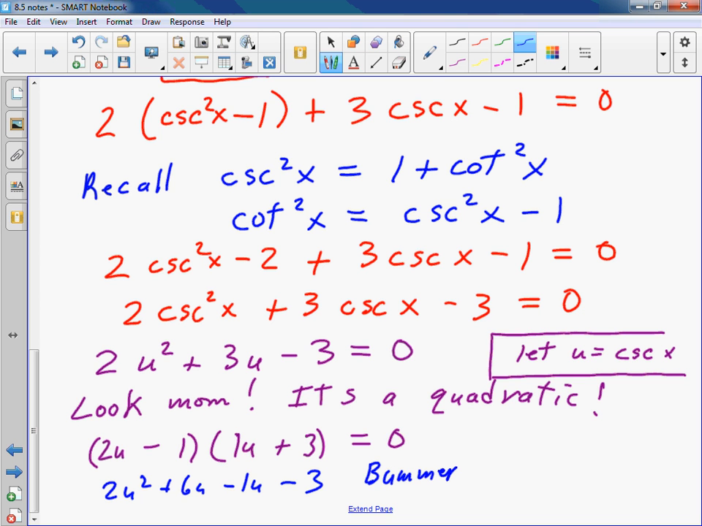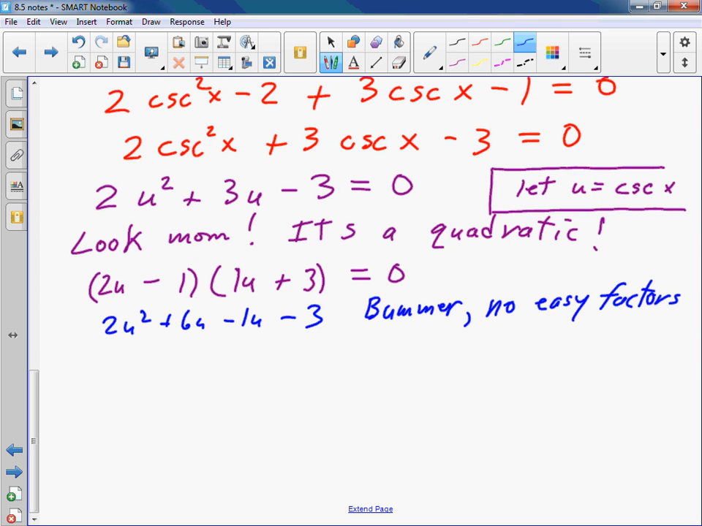Bummer. No easy factors. By that, I mean not real numbers, whole numbers, integers. Okay, so we quit and go home, right? We're losers. No. We don't quit. What can we do instead? Mackenzie, what can we do to solve for this?